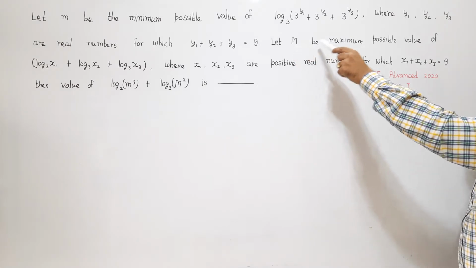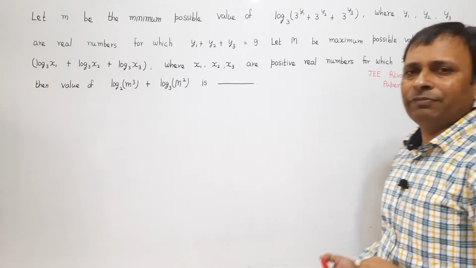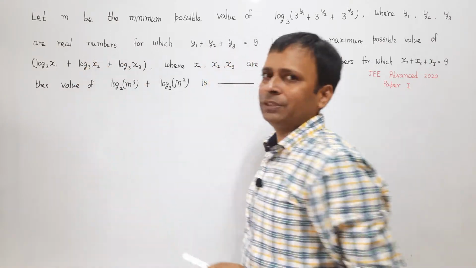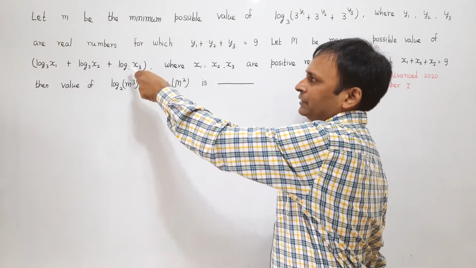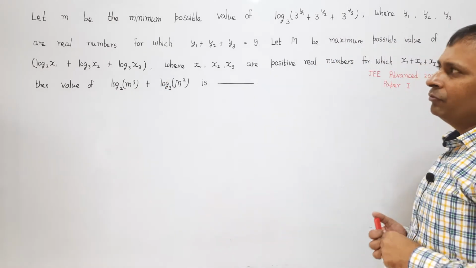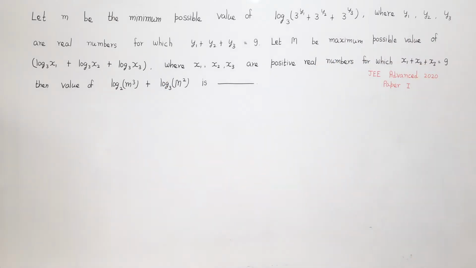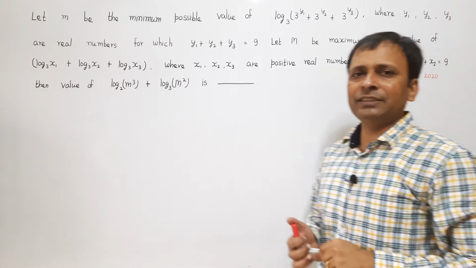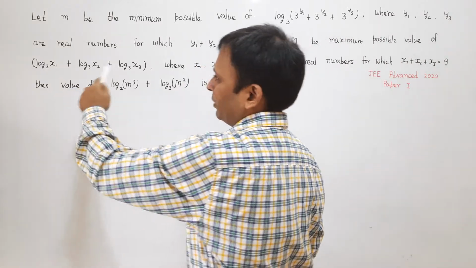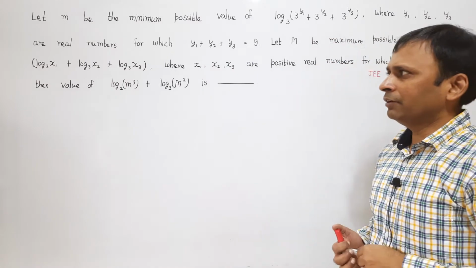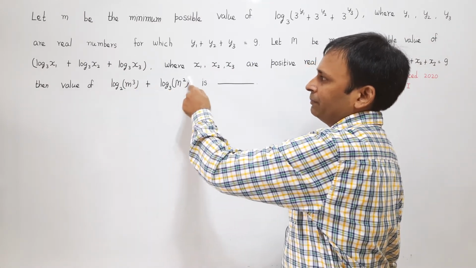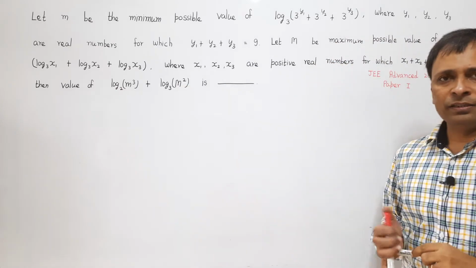And let capital M be the maximum possible value of log of x1 with the base 3 plus log of x2 with the base 3 plus log of x3 with the base 3, where x1, x2, x3 are positive real numbers for which x1 plus x2 plus x3 is equal to 9. Then what we need is to find out the value of log of small m cube with the base 2 plus log of capital M square with the base 3.